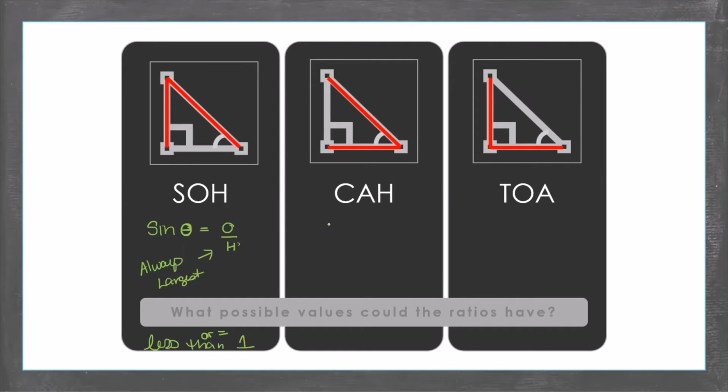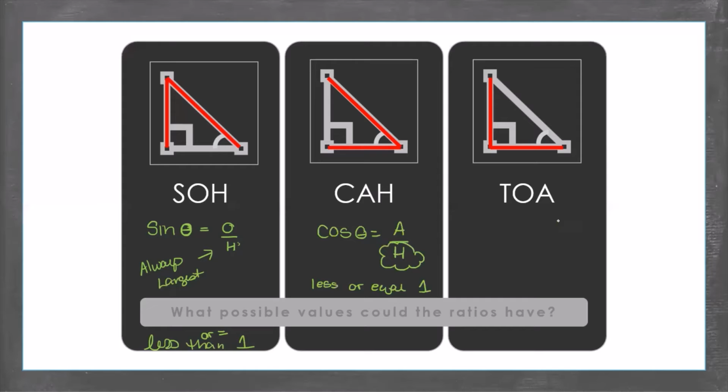Cosine is quite similar. The cosine of an angle is equal to the adjacent side divided by the hypotenuse. Again, we know the hypotenuse is always biggest, so this ratio always has to be less than or equal to 1.